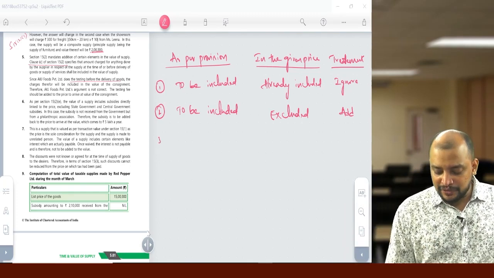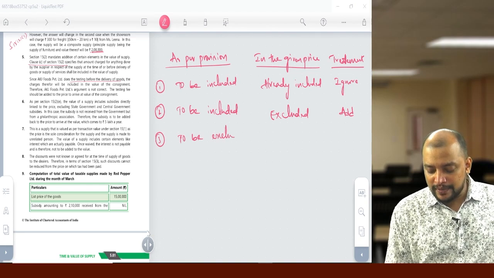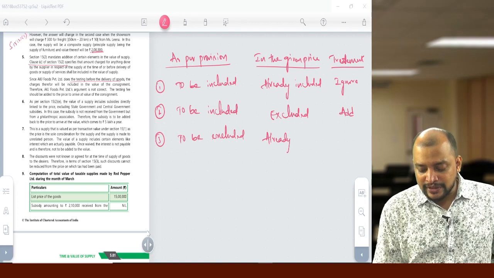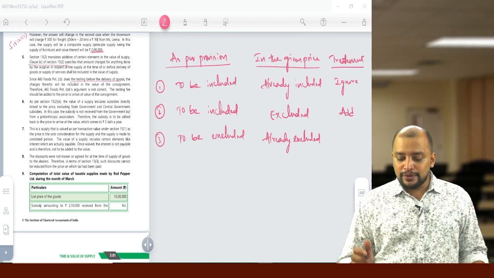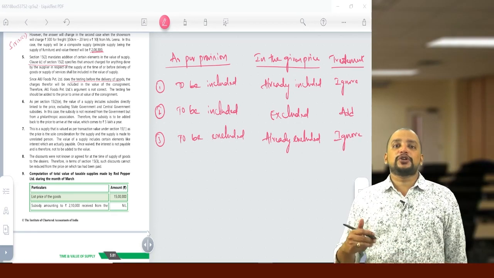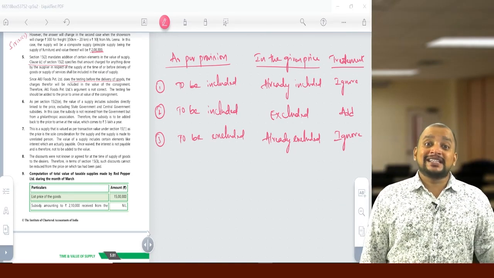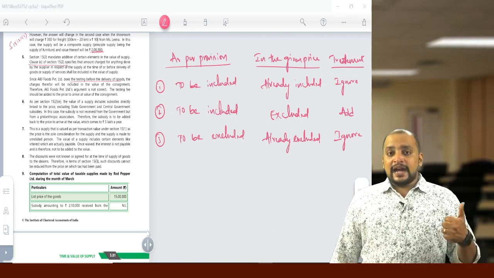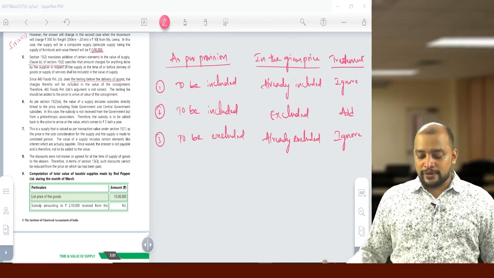Then number 3, as per provision an amount is to be excluded, and in the given price it is already excluded. So then what we need to do? Ignore. For example, as per section 15 subsection 2 clause A, taxes, duties, cess by whatever name called other than GST should be included, means GST should be excluded, and in the given price say GST is already excluded, so no need to exclude it again, ignore.